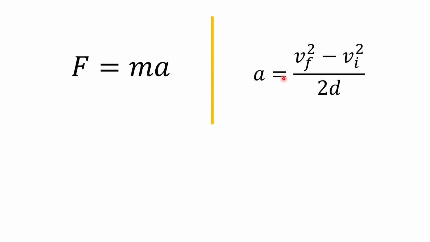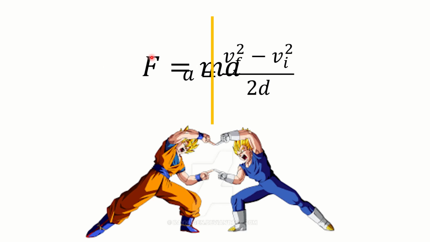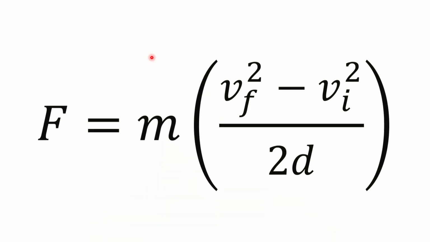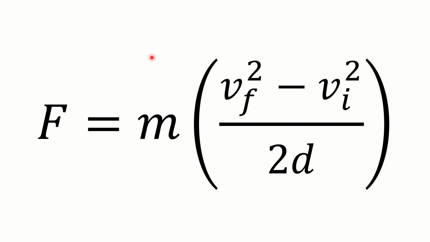Ilalagay natin yung, since a is equal to the quantity, vf squared minus vi squared, divided by 2d, we can substitute this into this one. So, we have this. So, instead of the variable a or the acceleration, we represented it into another form, which is this one, enclosed in the parenthesis. So, this is the new form for the second law of motion. Ito na yung bagong itsura.